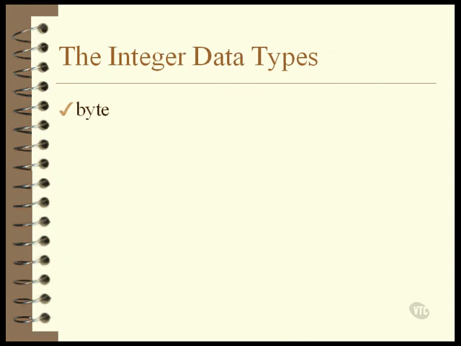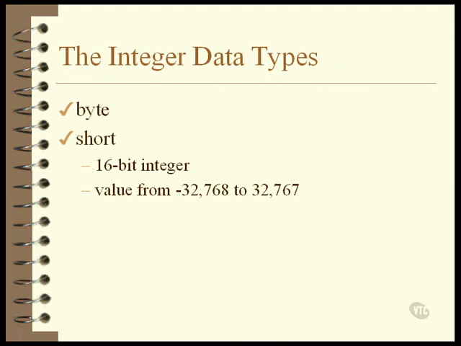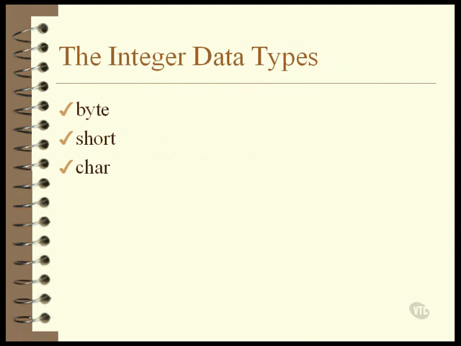The smallest of the arithmetic data types is the byte. It's an 8-bit integer value. It can contain a maximum positive value of 128. Next is the short data type, which is twice the size of a byte and takes up 16 bits. Just like the byte, it's a signed data type, which means it can contain both positive and negative values, and it can contain a maximum value of 32,767.